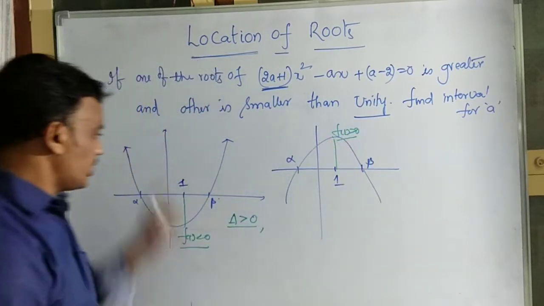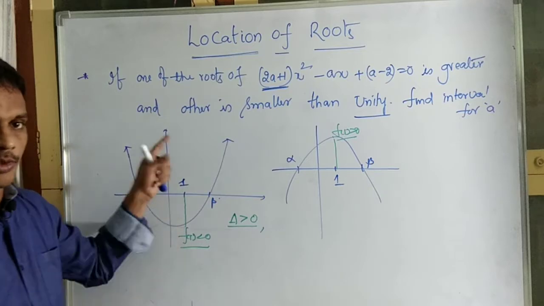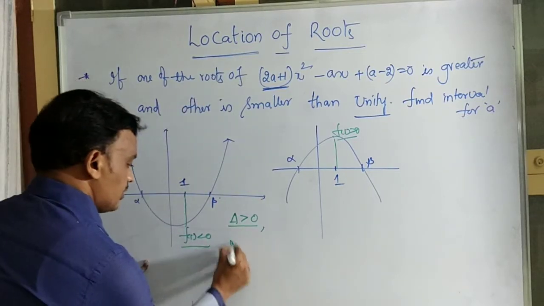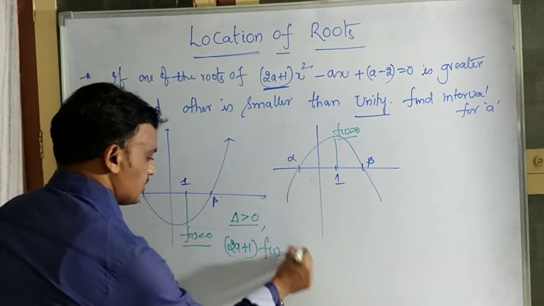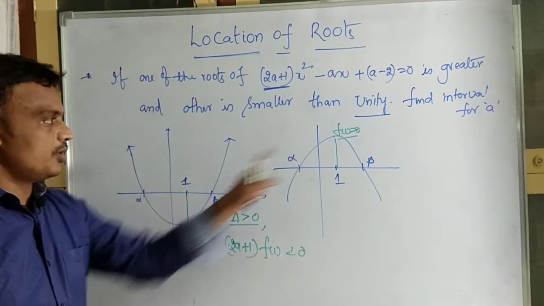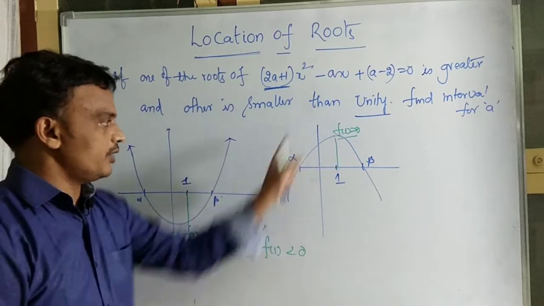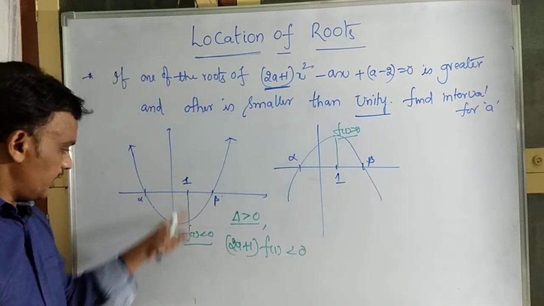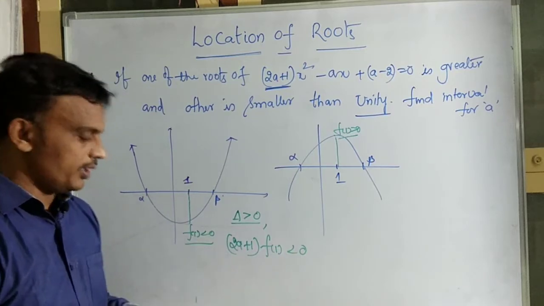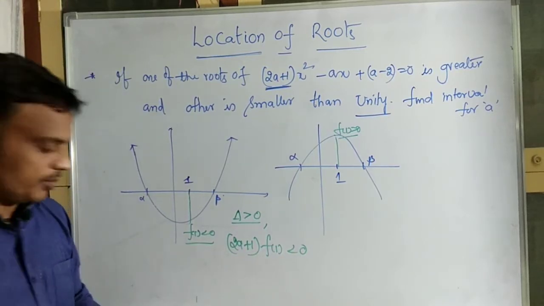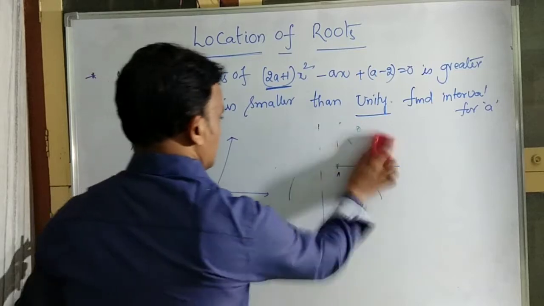Okay, nice. Then what about their product? Their product, that is, (2a plus 1) into f of 1, is negative. Am I right? In both cases, f of 1 is positive when the leading coefficient is negative, and f of 1 is negative when the leading coefficient is positive. Their product is negative. Come on, so according to that I am going to solve the problem. Let us see.